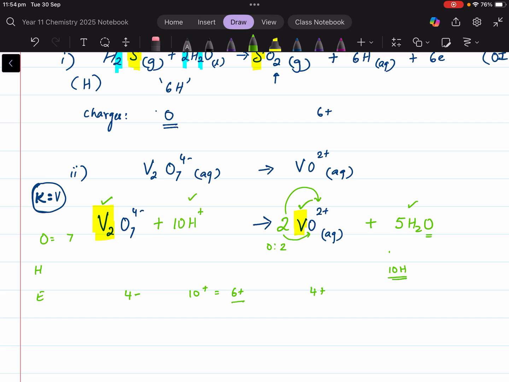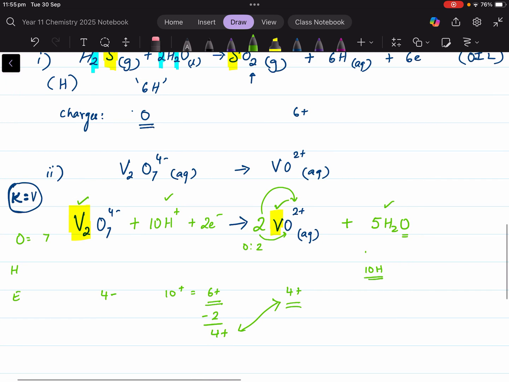How do I equate these charges from 6 plus to 4 plus? The more positive side is on the left hand side, so I'm going to add 2 electrons. A lot of you were making mistakes here. Take note, I'm adding 2 electrons so that this becomes 4 plus, and then it will equate to the 4 plus on the right hand side. And that is my balanced half equation of this particular species.